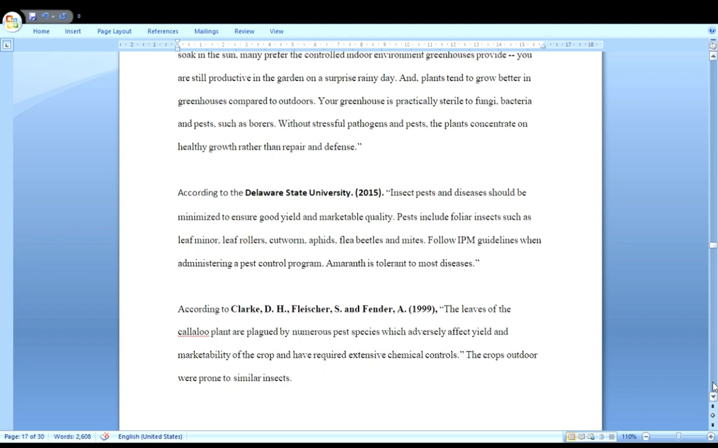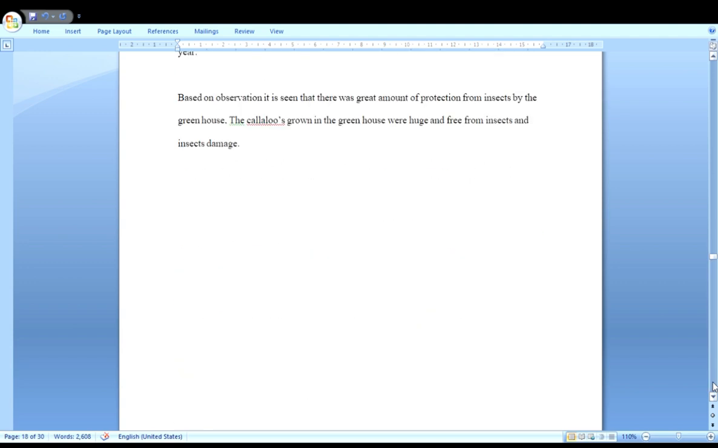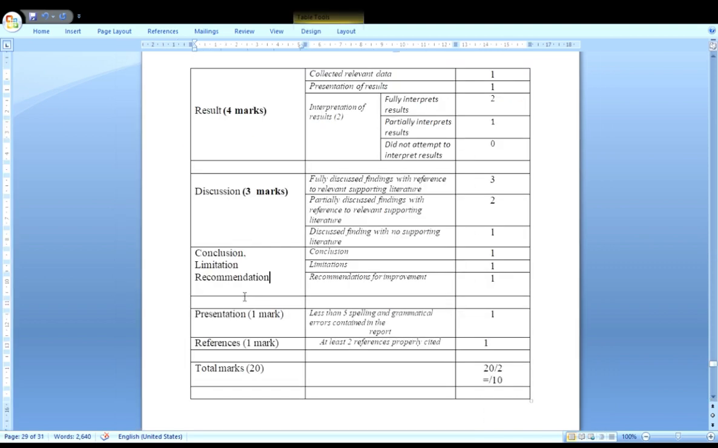So now that you're at the end of your discussion, let's check back with the mark scheme to see where we are and also the marks that are given to the other components. According to the mark scheme, moving on from the discussion, we go to the conclusion, the limitation, and the recommendation. Here we see that the conclusion values 1 mark, limitation 1 mark, recommendation for improvement 1 mark.